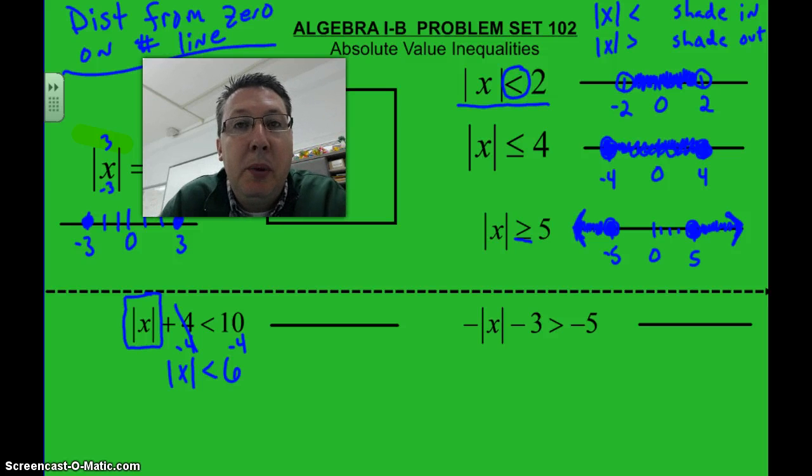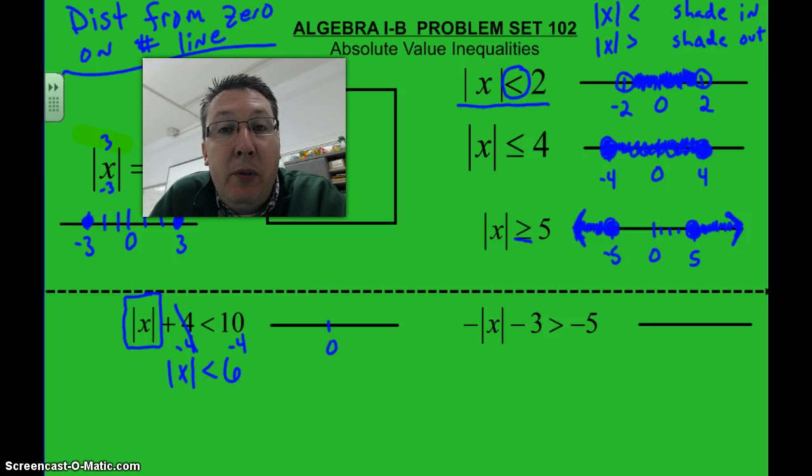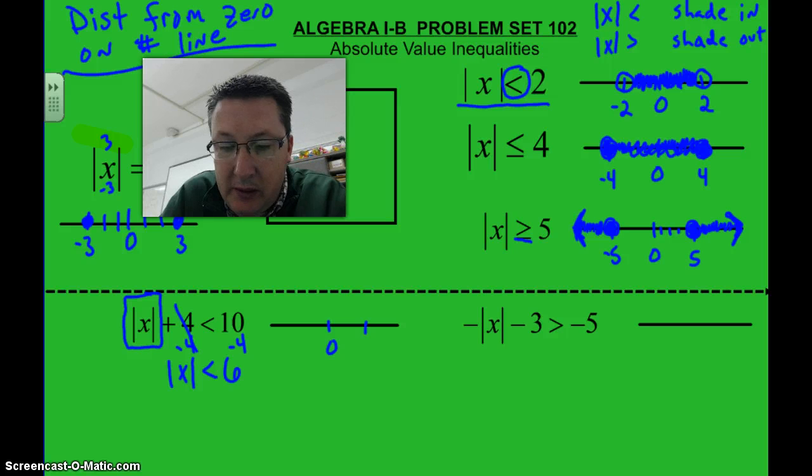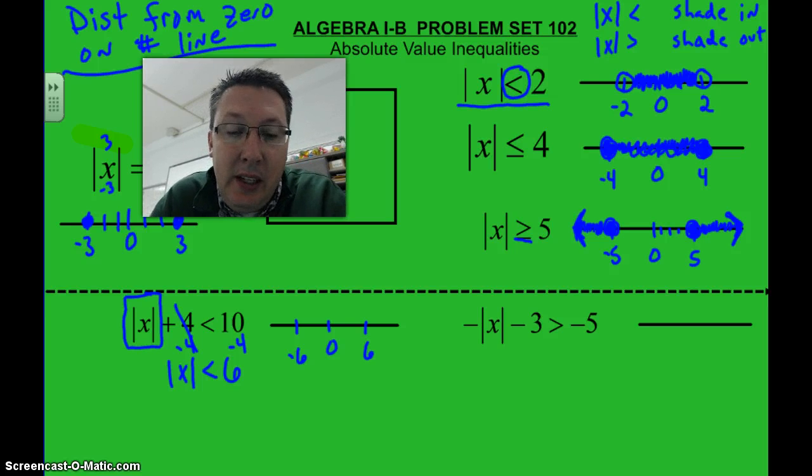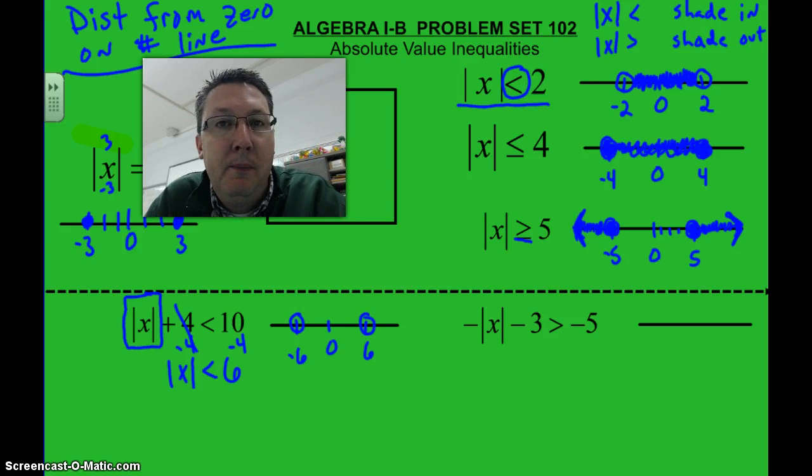So it's going to work just like the problems above. Here's 0. I want reference numbers, so I want to know 6 units away from 0. Well, that's +6 and -6. Then my next question should be open or closed circles. Since it's strictly less than, that's open circles. -6, +6.